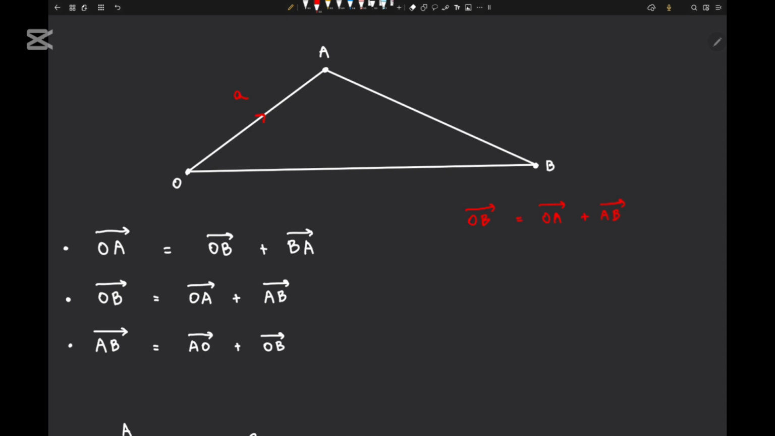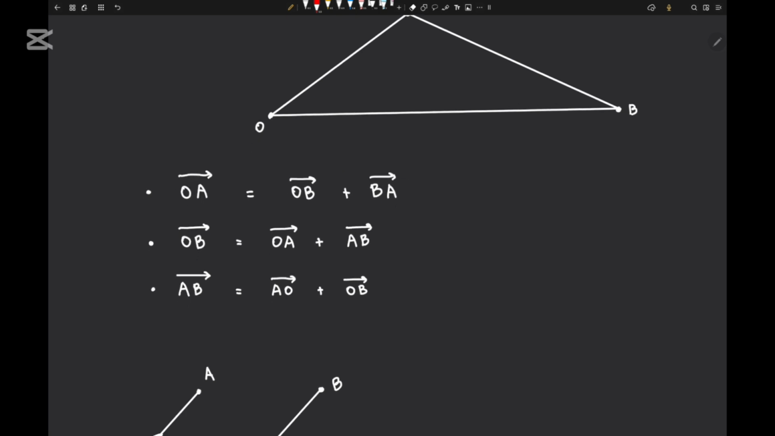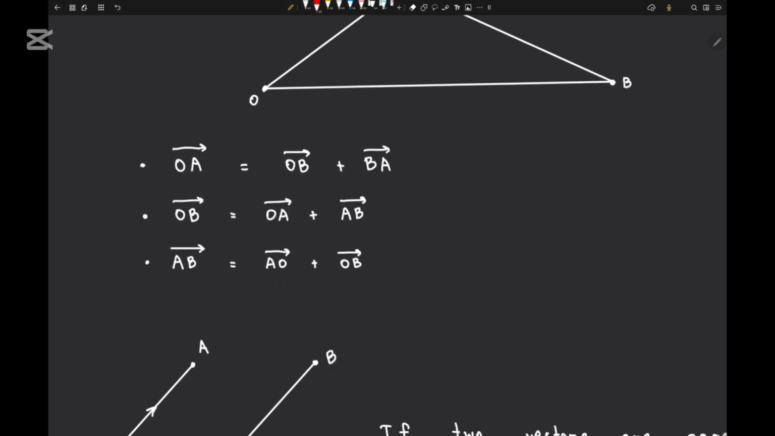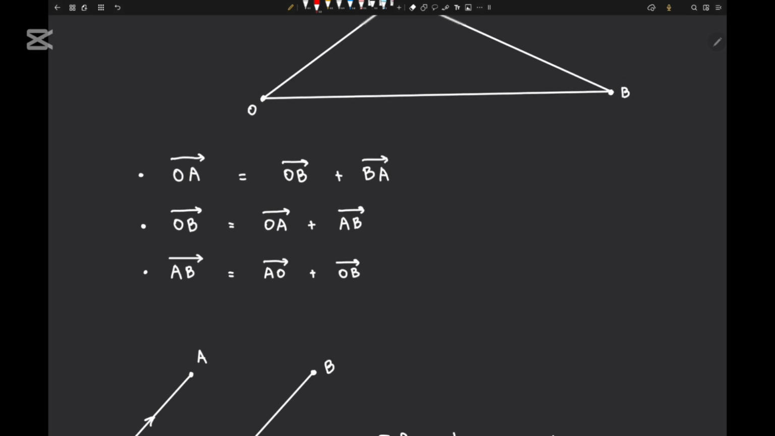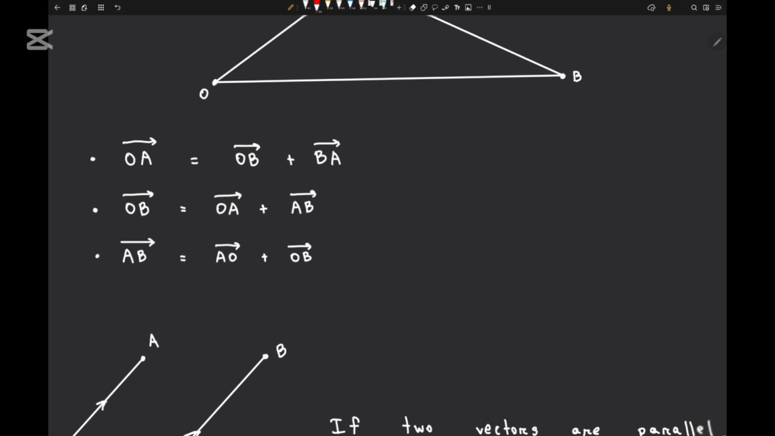So it goes the same for every single vector in this triangle. So OA vector can be written as OB plus BA vector, and BA vector can be written as minus AB vector since the direction is opposite. So it's up to you however you want to write it. And OB vector can be written as OA plus AB, and AB vector can be written as AO plus OB.